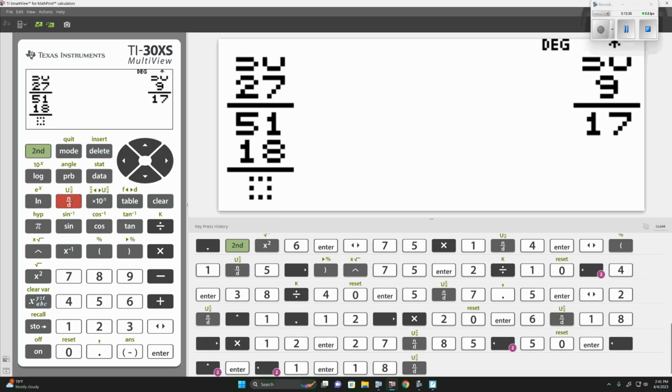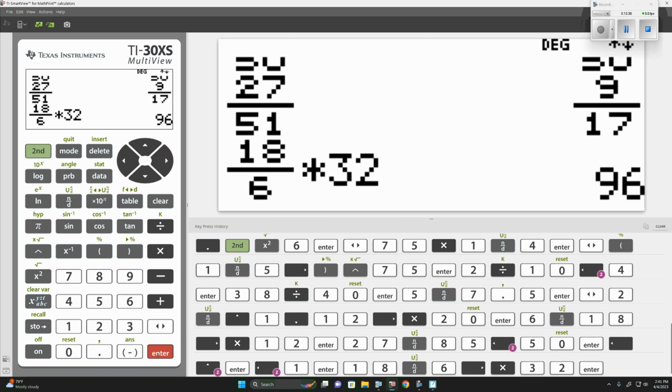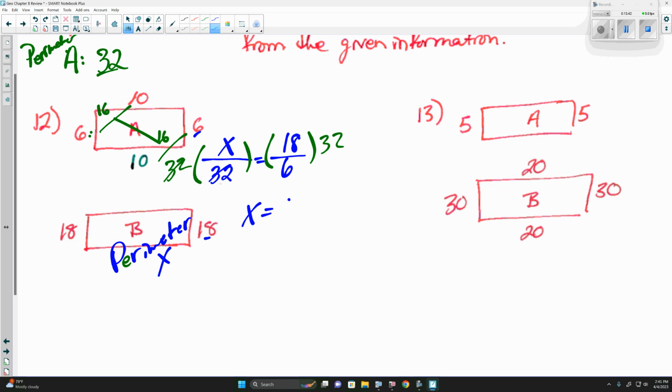15 over 6 times 32 is 96. So the perimeter of B is 96. So you said it would always be new over old. Questions? We can look at another one. Let's just look at 13. Yeah, look at 13.